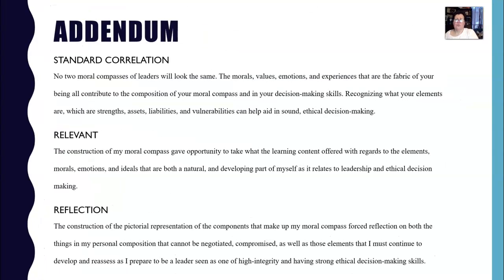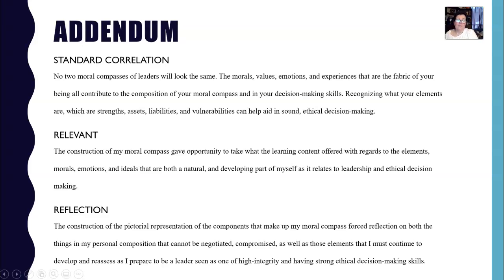And for my addendum, the standard correlation is that no two moral compasses of leaders are going to look the same. The morals, values, emotions, and experiences that are the fabric of your being all contribute to the composition of your moral compass and your decision-making skills. Recognizing what your elements are, what your strengths, assets, liabilities, and vulnerabilities are, can help aid in sound ethical decision-making. The relevance of this assignment, the construction of my moral compass, gave me an opportunity to take what the learning content offered with regards to elements of morals and emotions and ideals that are both natural and developing parts of myself as it relates to leadership and ethical decision-making.